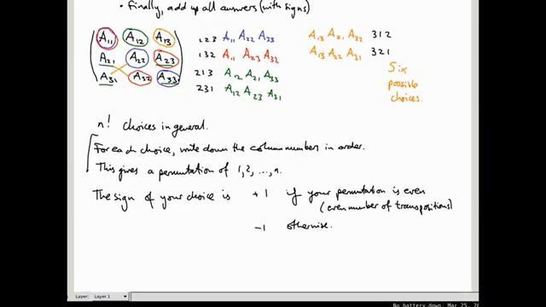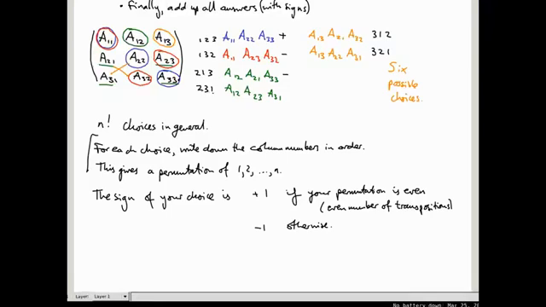1, 2, 3. To get back to 1, 2, 3, I don't have to do anything. That's an even number of flips. It's 0 flips. So here the sign will be plus. 1, 3, 2. Well, I've flipped 2 and 3. So that's 1 flip, so the sign will be minus. Here, 2, 1, 3. Well, if I flip 1 and 2, I get back to 1, 2, 3. So the sign is minus, that's 1 flip.